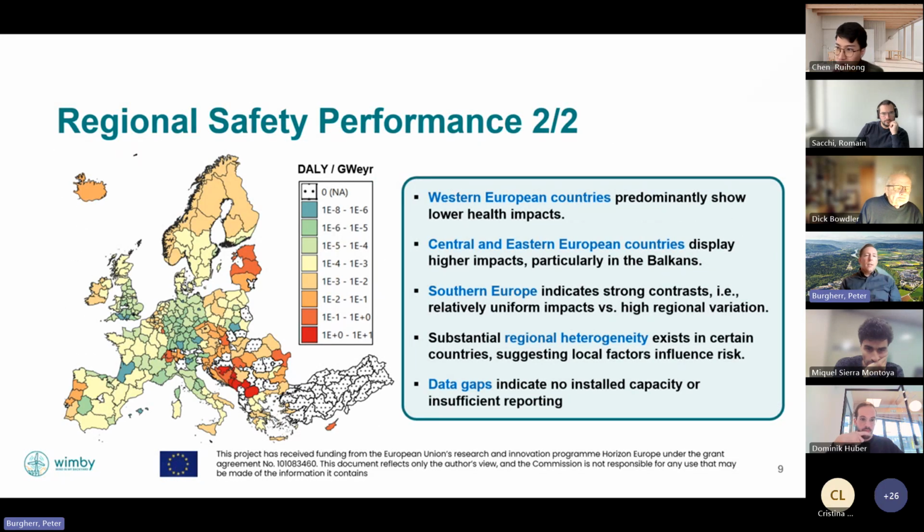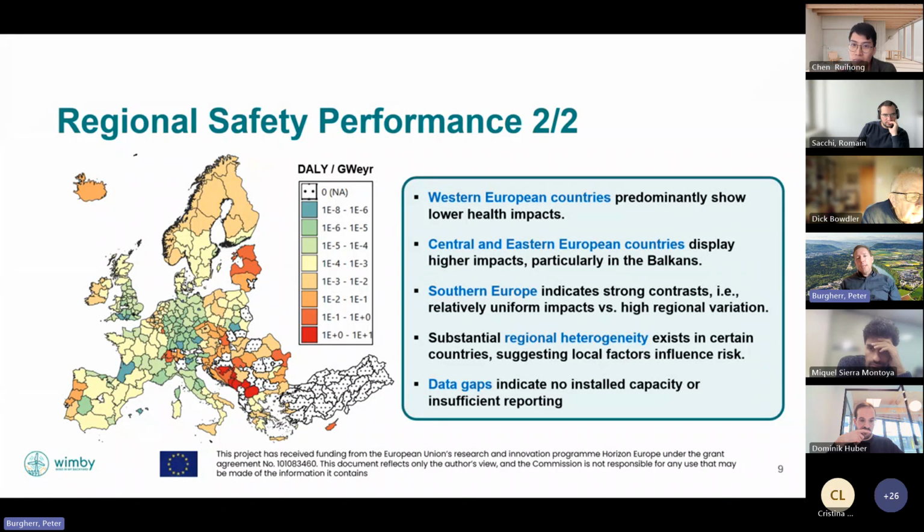Then if we downscale that, and here you see a map of Europe at the NUTS 2 level, so that's two hierarchical levels below the country level, then we also see that there are some regional differences. So Western European countries, they predominantly show lower health impacts. Central Eastern European countries, particularly in the Balkans, you have higher impacts. And then in Southern Europe, we can also see that there are differences among countries. So some have relatively uniform impacts across the whole countries, and others show more regional variation.